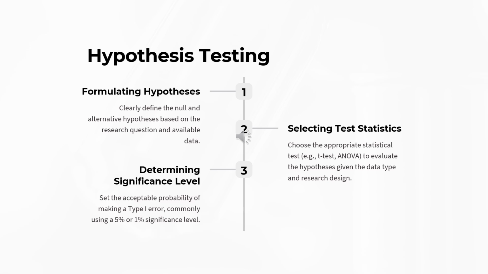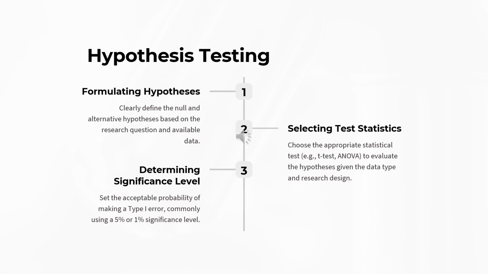data. The null hypothesis, that is H naught, typically states that there is no effect or no difference of one variable on another, while the alternative hypothesis, HA, proposes the opposite, that one variable is having an effect or making a difference on the other.